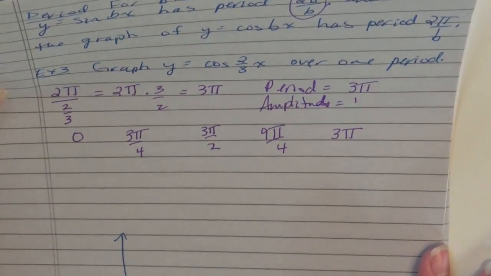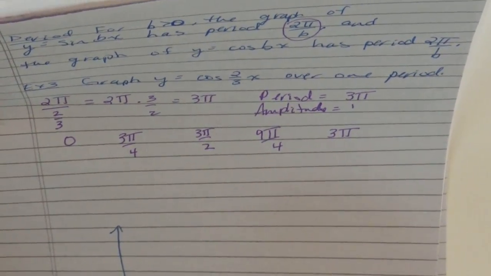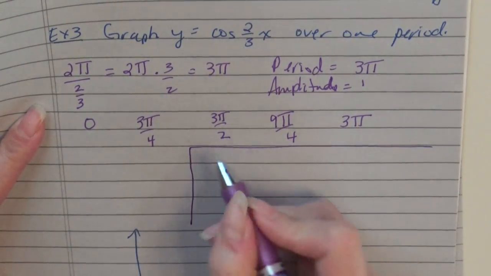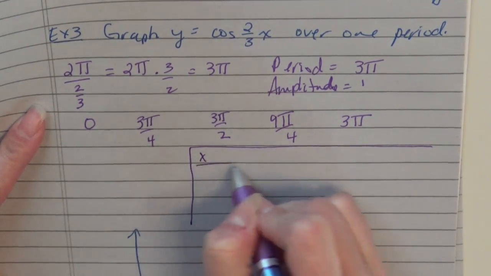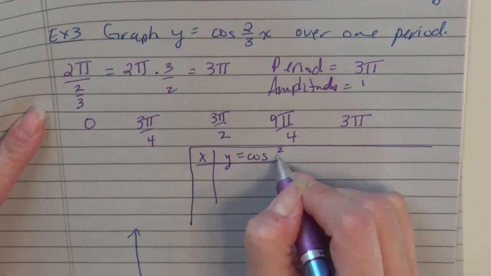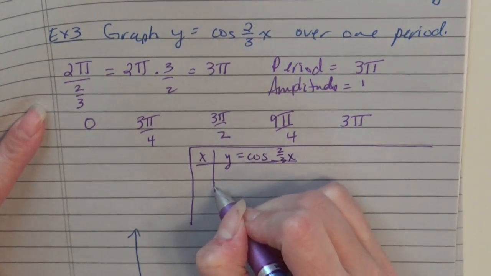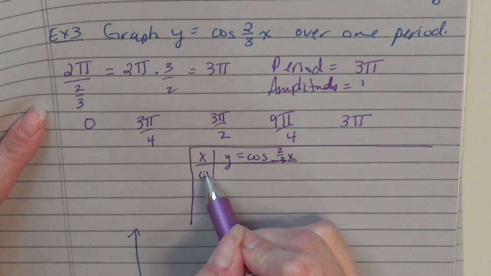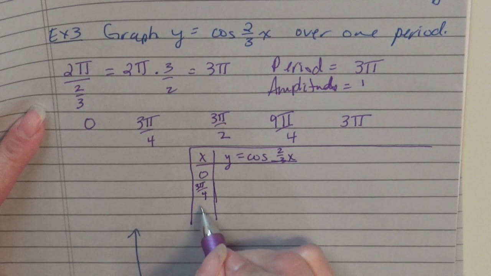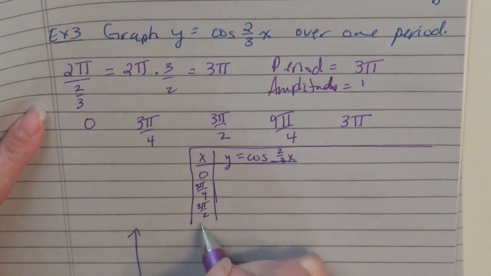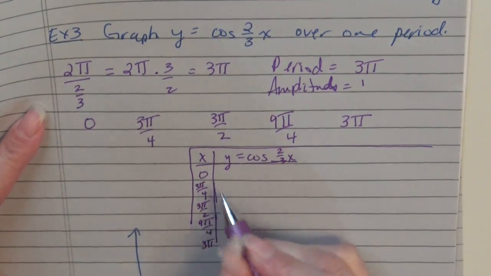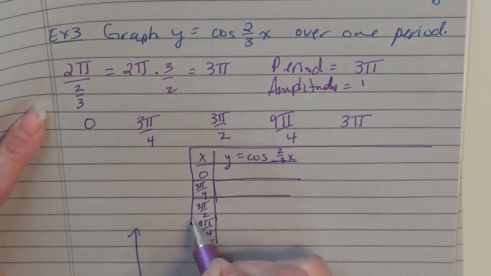And I'm running a little bit tight on space here, so I think I can get my table in here. So we're going to do x, and then we want to do y equal cosine of 2/3 x. So we'll do x equals 0, x equals 3 pi over 4, 3 pi over 2, 9 pi over 4, and 3 pi. Okay, so those are going to be our intervals, or our x values.